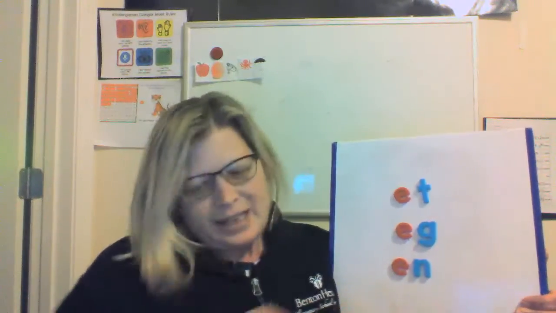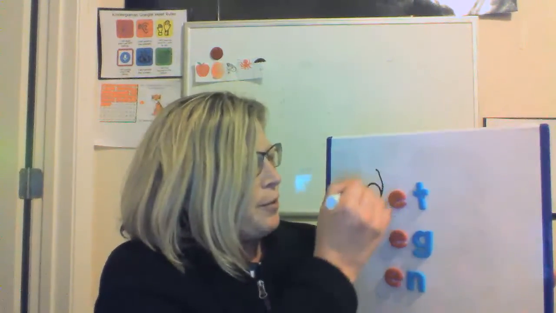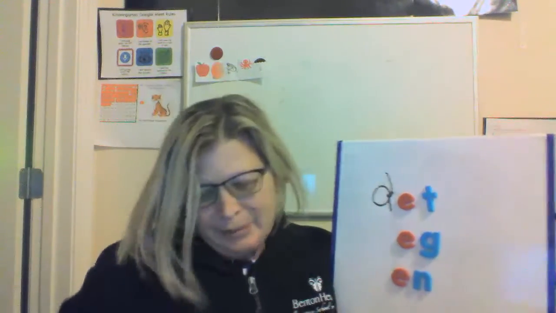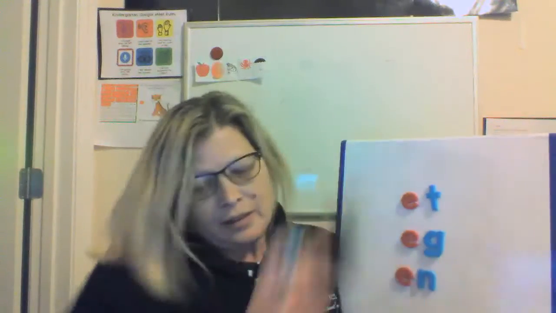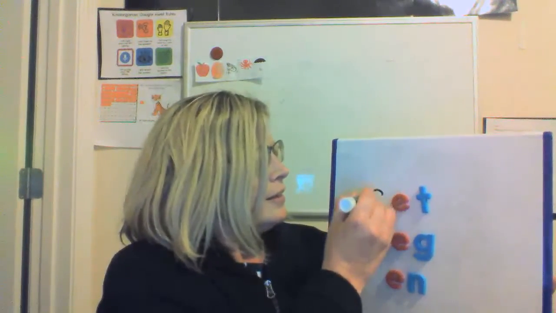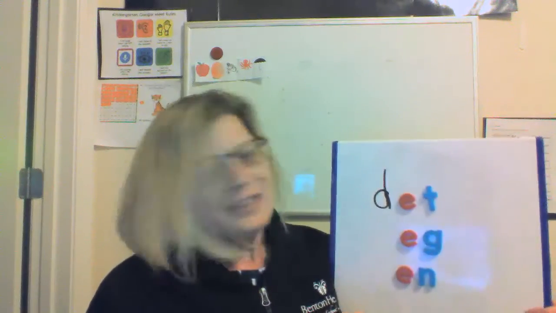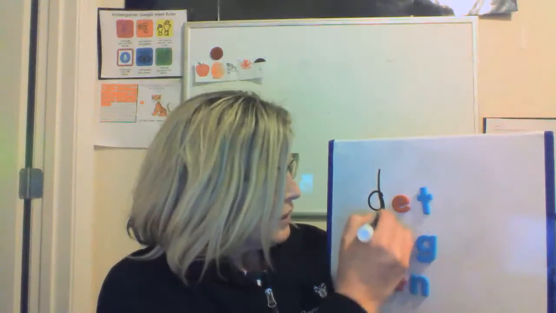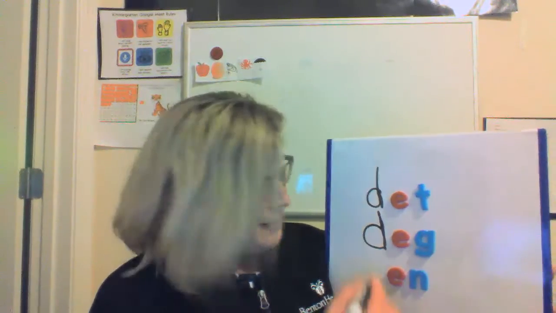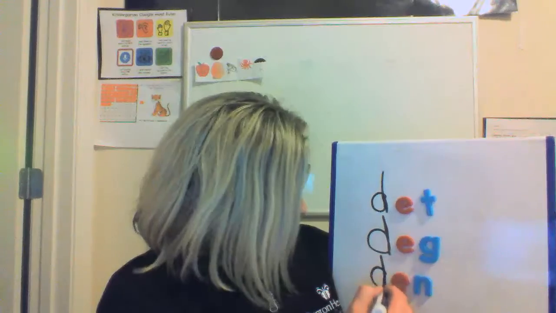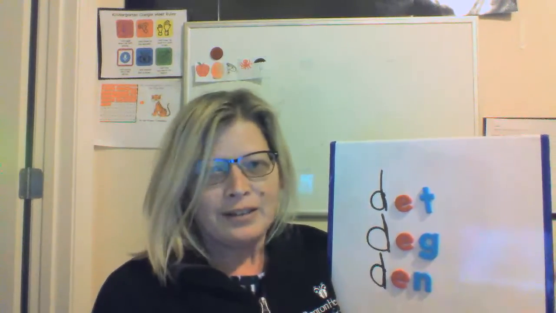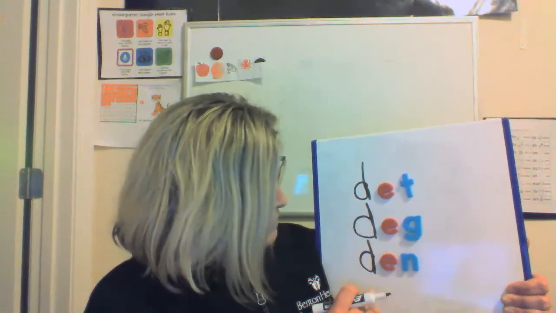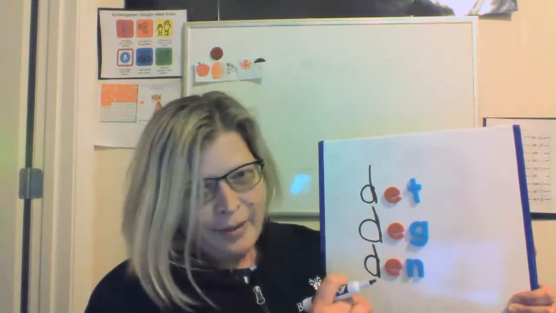So after C comes D, right? Let's try one more. So I have det. Ooh, that's a sloppy D. Sorry, friends. Try that D again. Det. That's not a word. Deg. That's not a word. Den. That is a word. A lion lives in a den. A bear can live in a den. All right. So see how I can go through the alphabet?